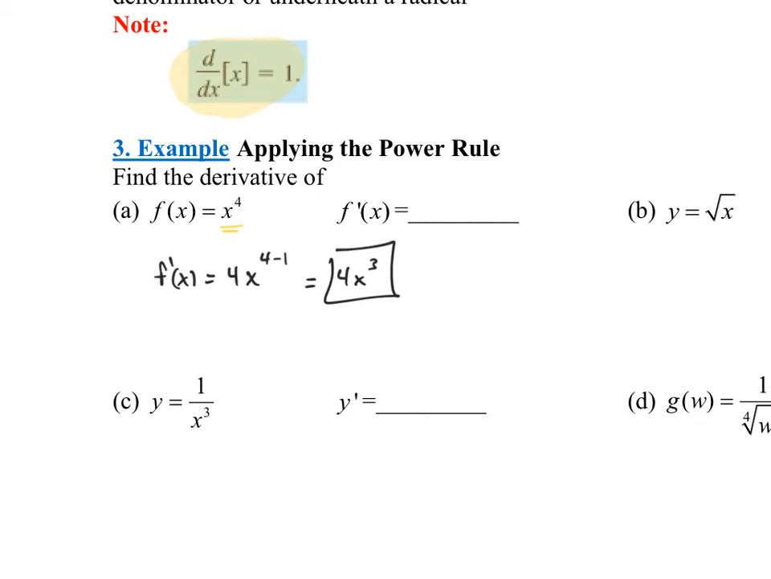Oh my gosh, that is so much easier than doing the limit as h approaches 0 of f of x plus h minus f of x all over h. The limit process is no longer necessary, unless the problem specifically states it. Find the derivative using the definition of derivative. You can use the power rule every single time. So only use the definition of derivative if it asks to. Otherwise, we can use the power rule and save ourselves tons of paper and tons of time.